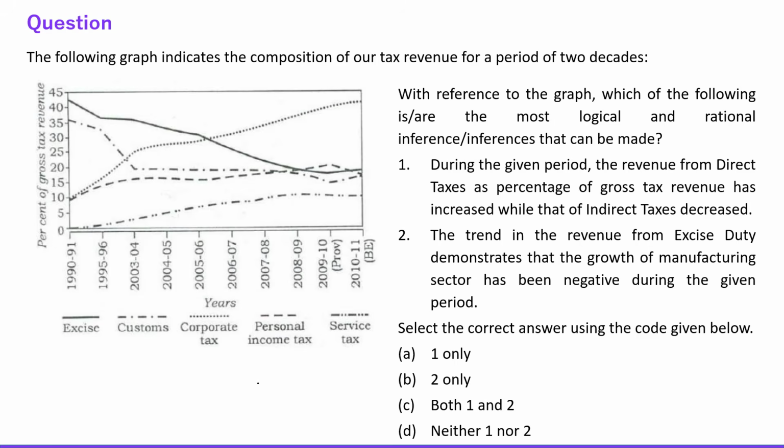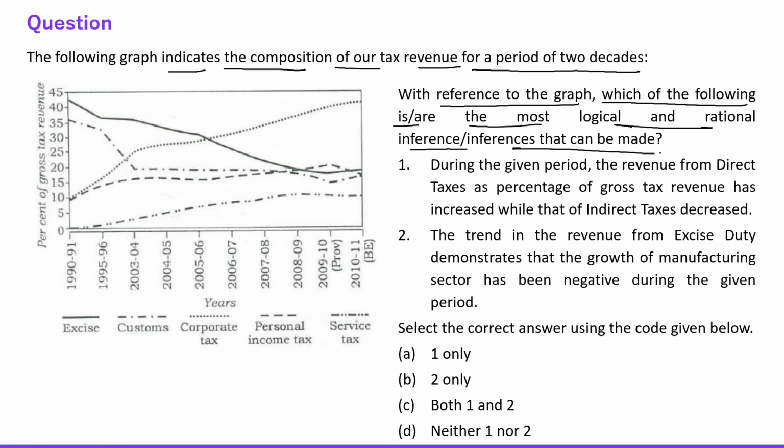Next question is, the following graph indicates the composition of our tax revenue for a period of 2 decades. Okay, with reference to the graph, which of the following are the most logical and rational inferences that can be made? The first inference is, during the given period, the revenue from direct taxes. What are the direct taxes and what are the indirect taxes? Here the question is saying direct taxes and indirect taxes.